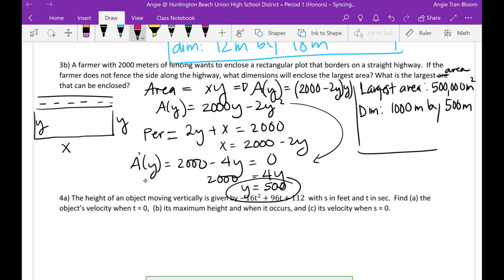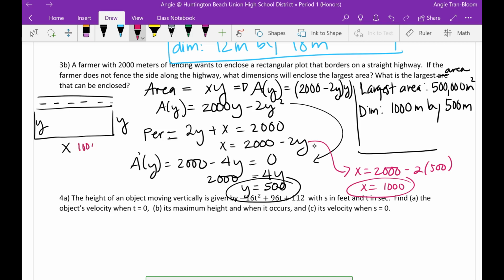Once you have a y, what do you do? Plug it back in. 2,000 minus 2 times 500. X is going to come out to be 1,000. And then just take those two values. Yes? That doesn't make sense because he's trying to enclose the largest area and you have an x value of 1,000. Sure. This is 1,000. This is 500. Differently. What did you do, bud?